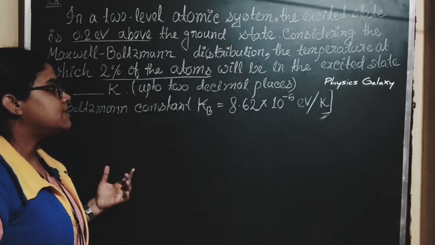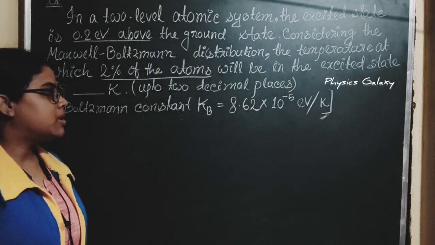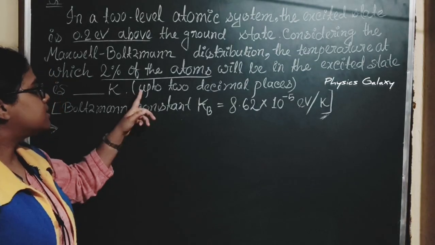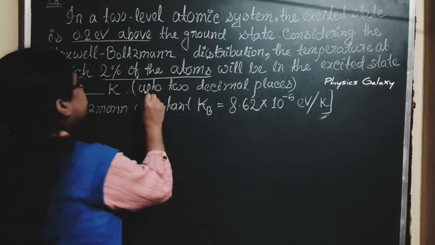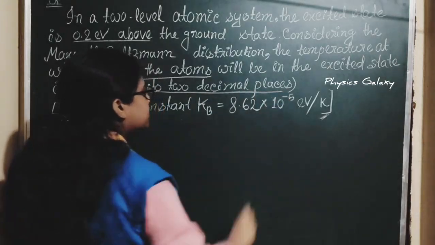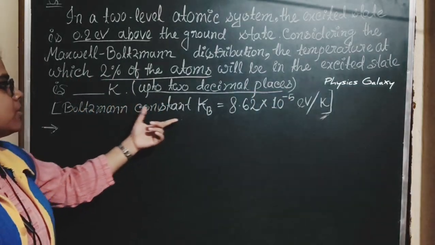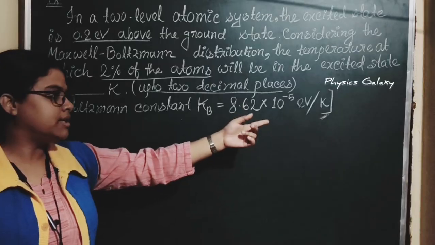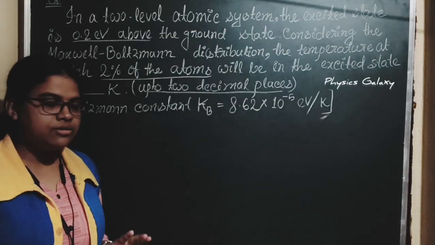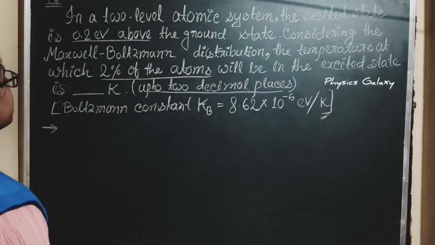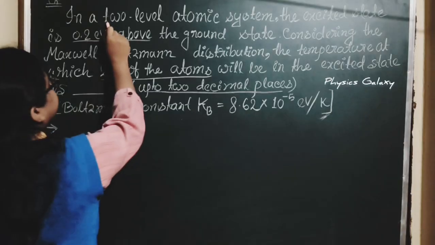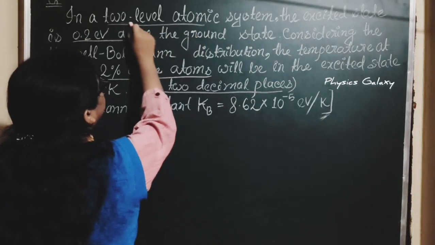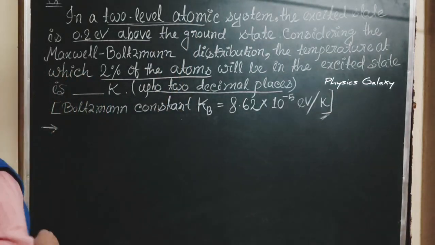Look, this is another example of NAT type questions whose answer should be up to 2 decimal places. Remember this, okay? And here Boltzmann constant k_B is given in eV per K unit, okay? So here given two-level atomic system, okay?